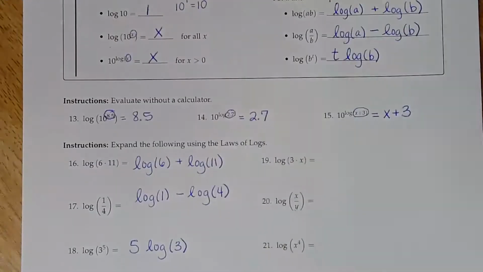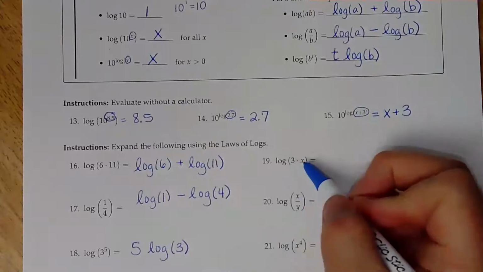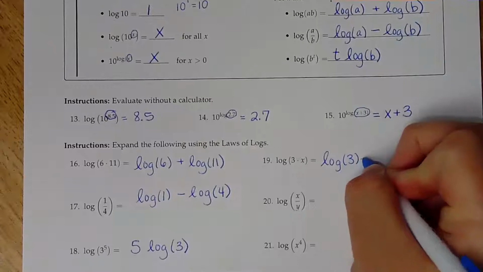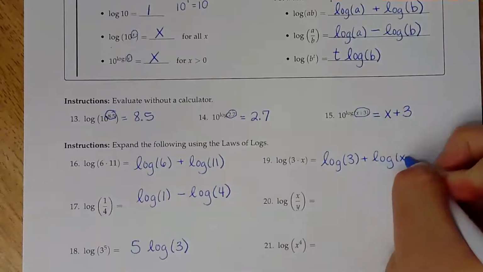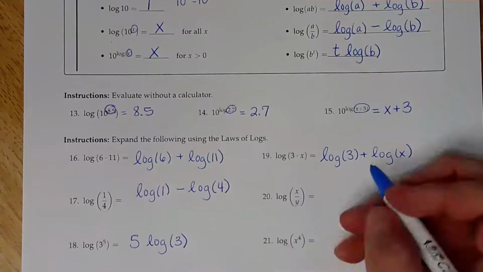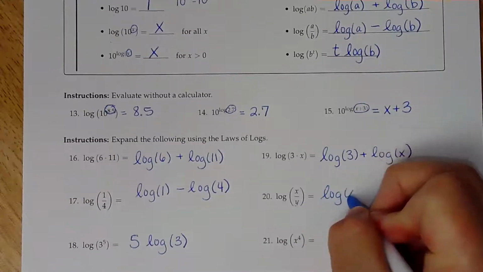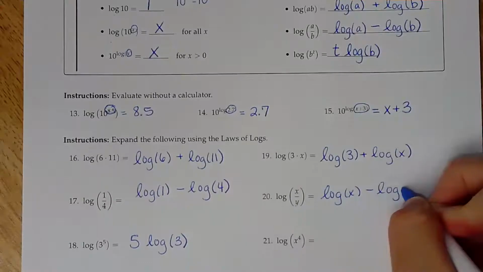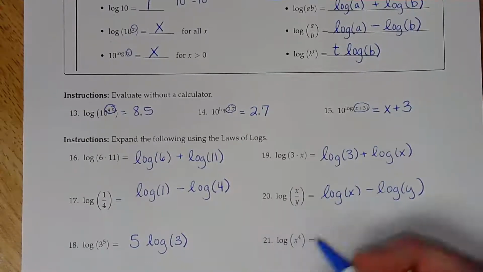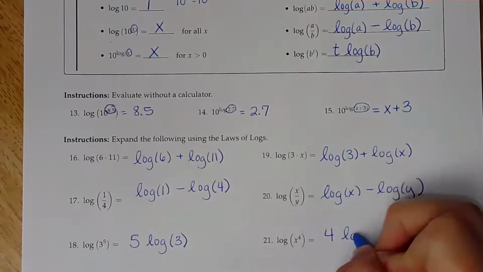All right, so let's see how you did. So log of 3 times x, I can write that as the log of 3 plus the log of x. The log of x divided by y is the log of x minus the log of y. And the log of x to the 4th, I can bring the 4 down around in front. So it gives me 4 times the log of x.